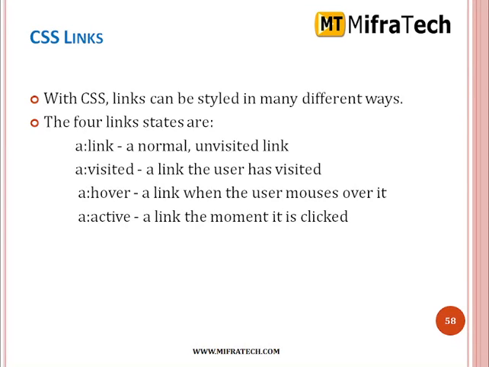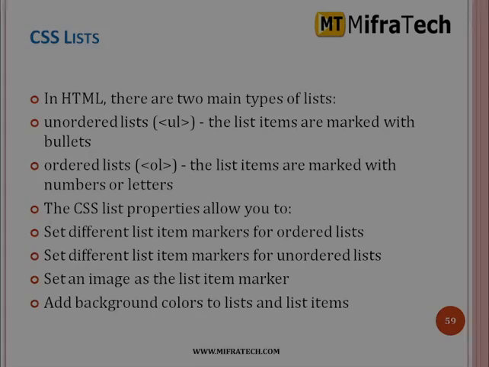Links with CSS. Links can be styled in many different ways. The 4 link states are: a link, a visited link, a hover link and an active link. Link is a normal, unvisited link. Visited is a link the user has visited; it will differ. When the user has visited a link, it will be displayed in a different color. Hover is a link when the user moves the mouse over it. Active is a link at the moment it is clicked.